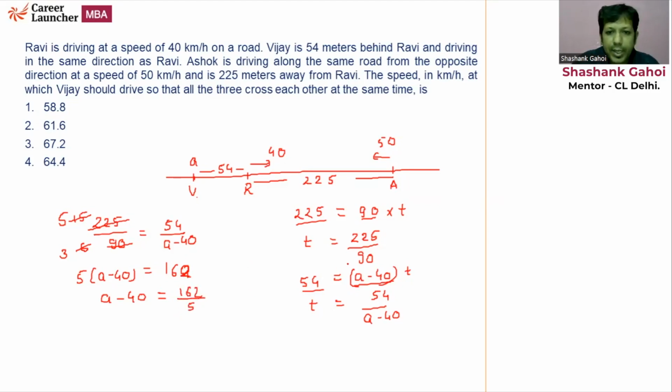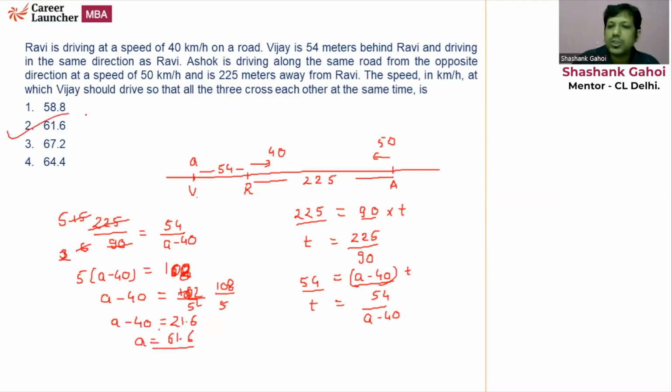Okay, so did I make a calculation error over here? Oh, this value is going to be 2. So I made a mistake over here. So this is going to be 108. So this value comes out to be 108 divided by 5. So 108 divided by 5 comes out to be 21.6. And that is the value of a minus 40. So a comes out to be 61.6. And that's the answer of this question.